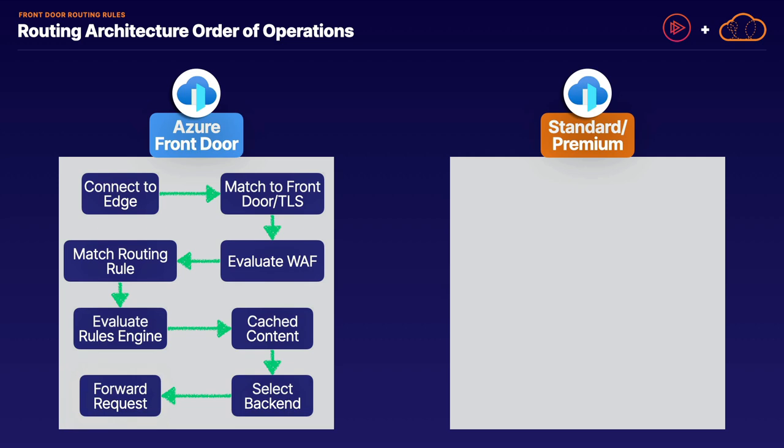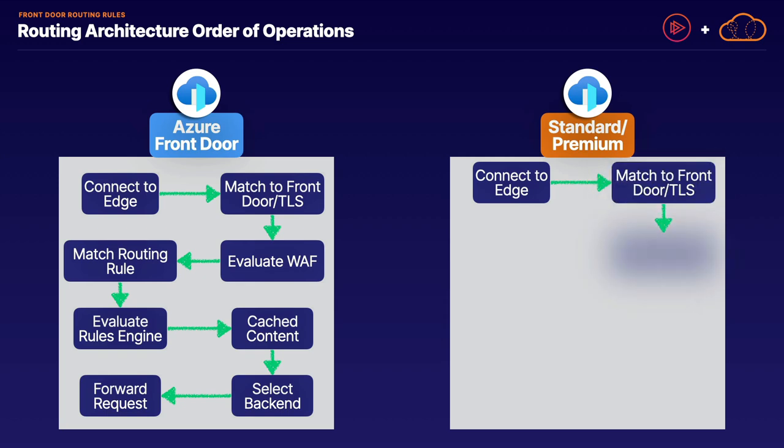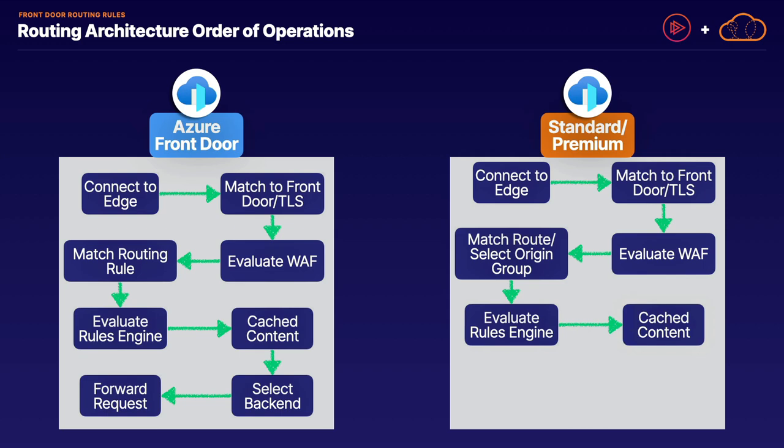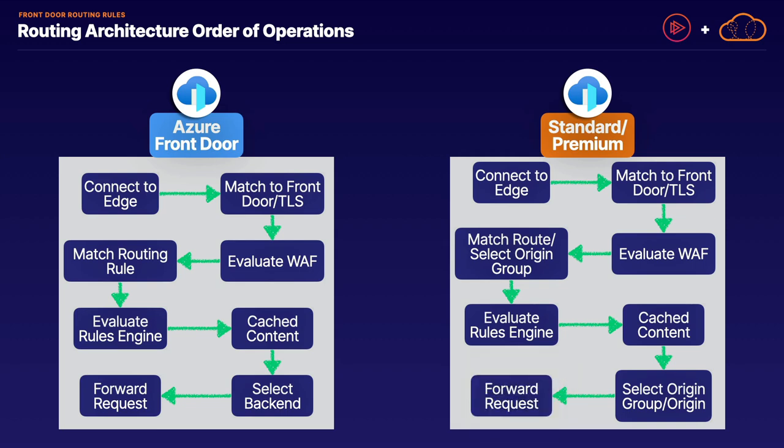With the Standard and Premium v2 SKUs, it's a little bit different, but it's pretty close to the same. We connect to the edge, we match to Front Door and establish that accepted protocol on the front end. We evaluate web application firewall rules. We match a route based off of whichever front end host we're listening for. And then we evaluate our rules engine, which are, again, those rules that we have on the routing rule itself. Then we evaluate what content will be cached, what those content caching settings are set to. And then we select an origin group or origin to forward that request to. And then the traffic is sent back to the client.